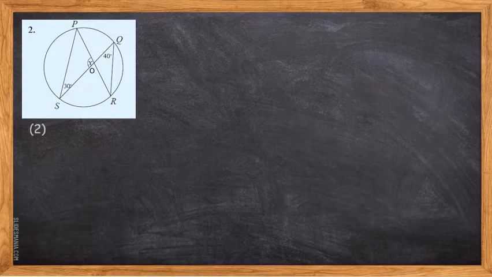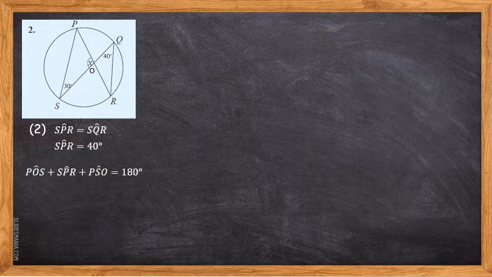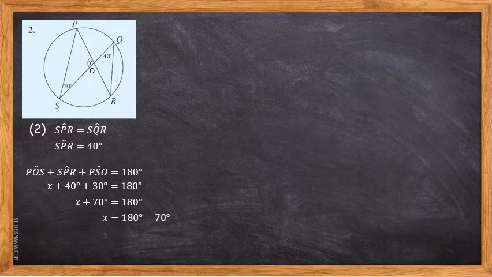Right? Okay. Then SPR is equal to SQR because they are angles in the same segment. Therefore, SPR is 40 degrees. Then using the sum of interior angles of a triangle, POS plus SPR plus PSO is 180 degrees. Then we know the value of POS is x. Then SPR is 40 degrees. PSO is 30 degrees. You can simplify this. Then 40 plus 30 is 70. Subtract, you get x is 110 degrees.